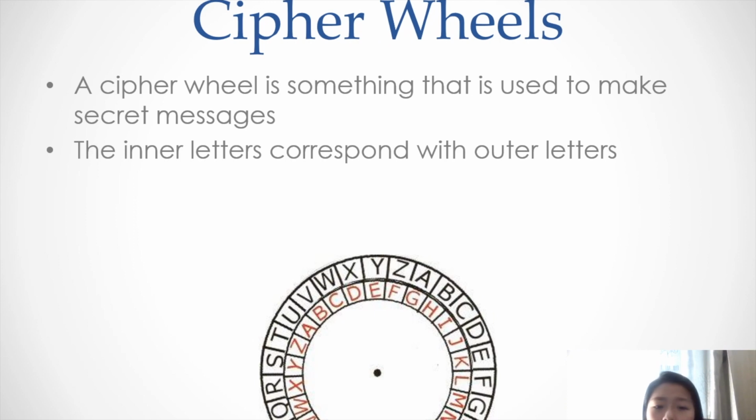Okay, now let's get started with cipher wheels. Cipher wheels are used to make secret messages. As you can see from this picture on this slide, the inner letters correspond with the outer letters. So, if the encrypted message started with an A, the real message would actually start with a G.